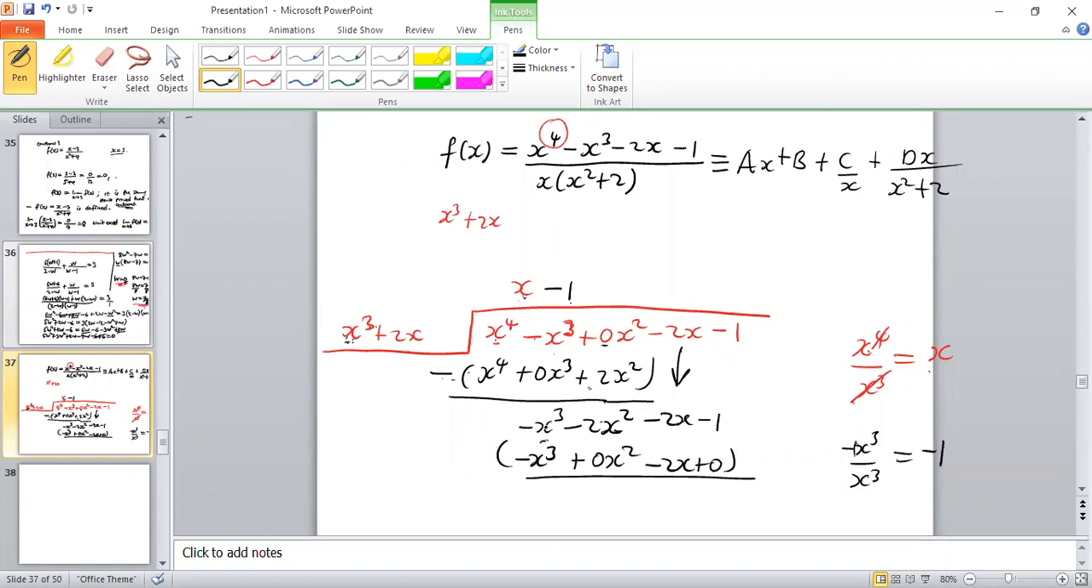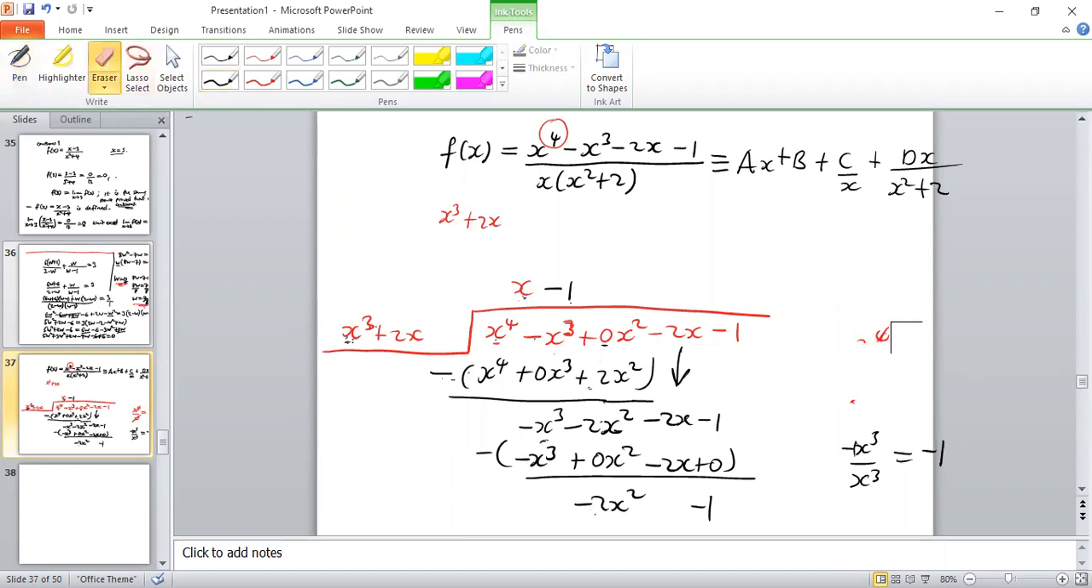So what we have is this minus that, that's 0. This minus nothing will give us minus 2x squared. Then minus 2x minus minus 2x will give us 0. So we are just going to remain with minus 1 minus 0, which gives us minus 1. So the remainder is minus 2x squared minus 1, like that.